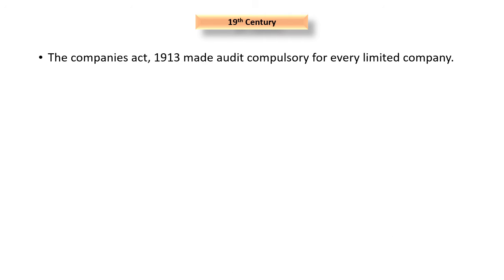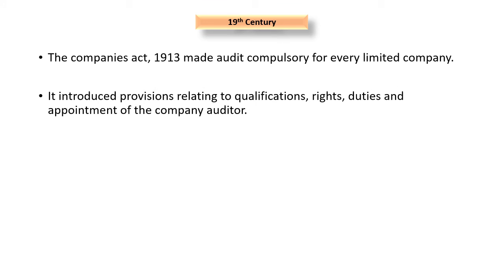Now let us understand what happened in the 19th century. The Companies Act 1913 made audit compulsory for every limited company. Thereafter, it introduced provisions relating to qualifications, rights, duties, and appointment of company auditors. Before this Companies Act, there were no such proper provisions regarding qualifications, rights, and duties to be appointed as a company auditor in India. But after the Companies Act 1913, a provision was made regarding qualification, rights, and duties.